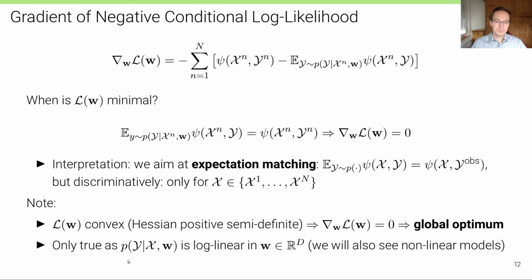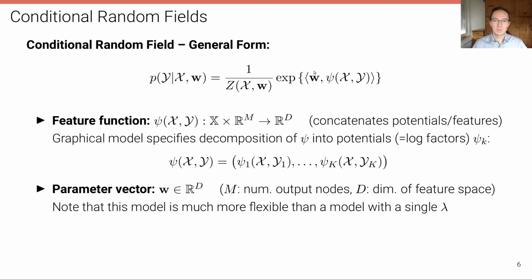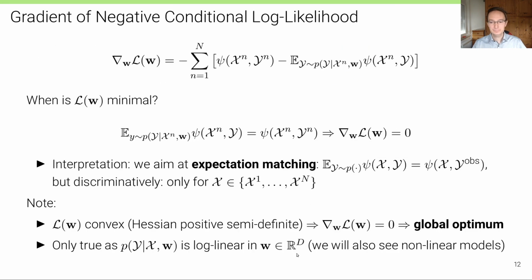However, this is of course only true if we use this very special definition of the conditional random field, in particular if this probability of y given x and w is log linear in w. This is what we have assumed, right? If I go back, this is log linear. If we take the logarithm of this expression, then this expression here becomes linear in w. Only in this case we have a convex optimization problem. But later in the third unit we will also see nonlinear models where this is not the case. And of course in those cases, if we apply gradient descent, we don't necessarily arrive at the global optimum, but just at a local minimum.